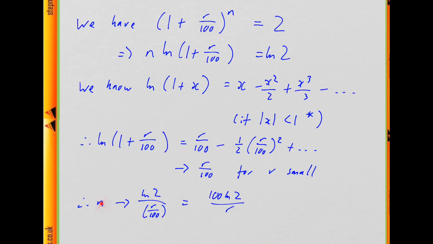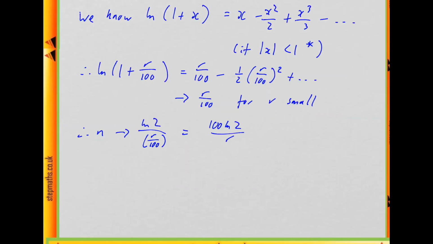So now we want to talk about n. n was log 2 over this, from this line. n is log 2 over log of this, and therefore that's log 2 over r over 100, and then we can just rearrange that, multiply by 100 to get 100 log 2 over r. So basically n is approximating 100 log 2 over r, and we also know that x over r is approximating this. So let's write that. x over r is approaching 100 log 2 over r, as r goes to 0.